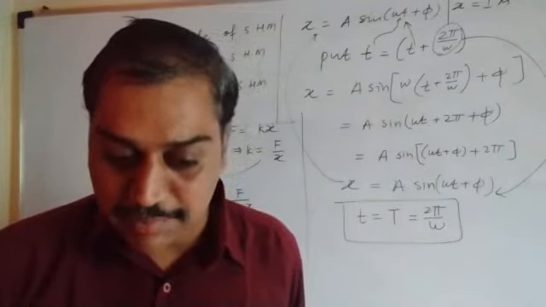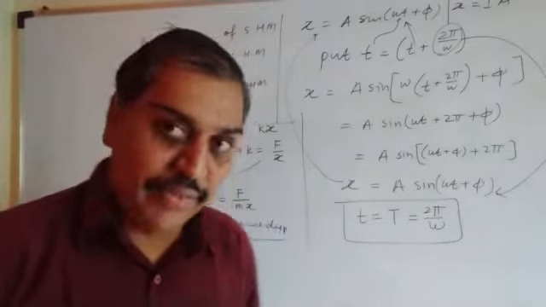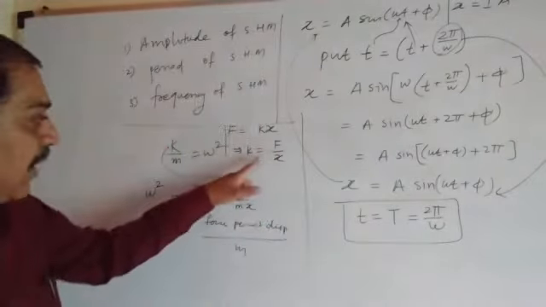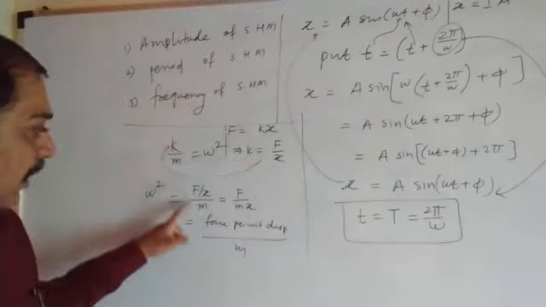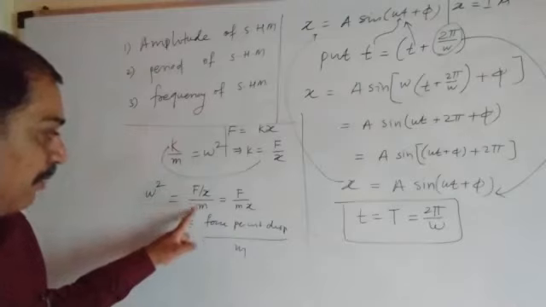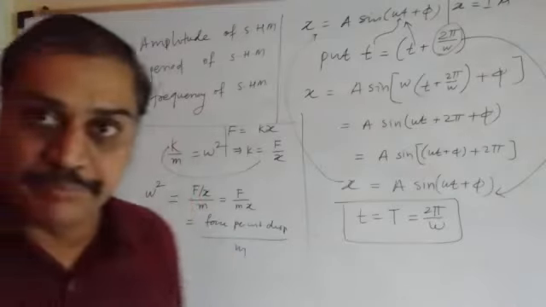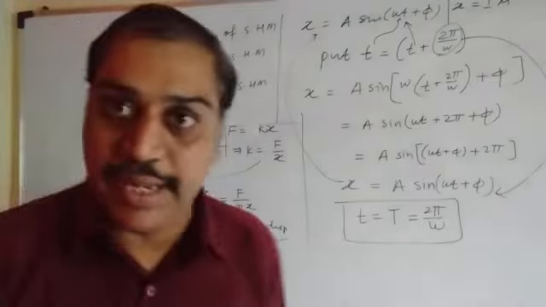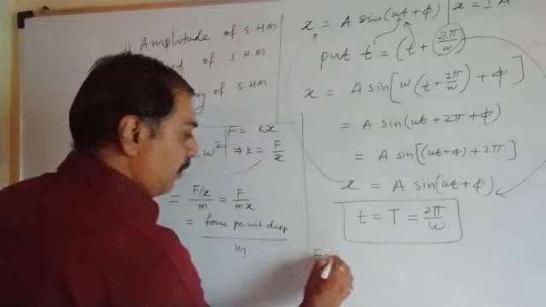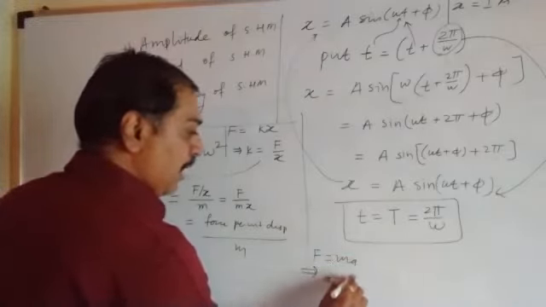Now why does M come here? Force per unit displacement, F divided by X, that is because we have kept the value of K here. It comes to be F by X divided by M. Force per unit displacement divided by M. Again, Newton's formula, if you remember, F equal to ma. This implies that A equal to F by M.